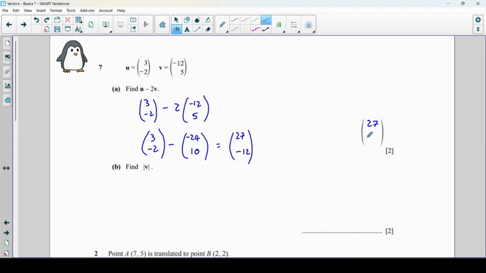So 27, minus 12. This thing here, hopefully you know what that means. This modulus sign here, that means the magnitude. So the magnitude of the vector, we do that using Pythagoras. So that's the square root of minus 12 squared plus 5 squared. Minus 12 squared is 144, 5 squared is 25, add those two things together, 169, and if we square root that, that gives us exactly 13.